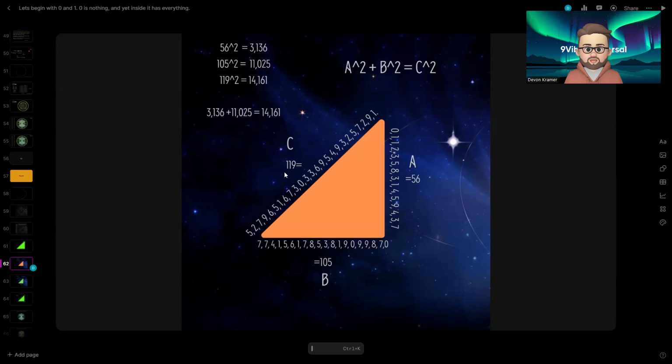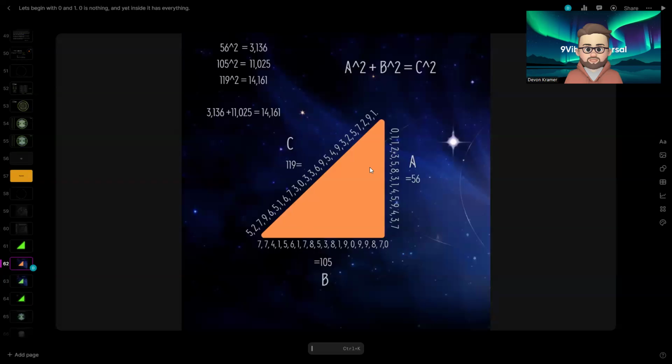Well, the 3, 4, 5 triangle actually comes from Pythagoras, who created this formula that says a squared, which is a side, plus b squared, which is b side, equals c squared, which is c side. Well, if you take 56 squared, you end up with 3,136. If you take 105 squared, you end up with 11,025. And if you take 119 squared, you end up with 14,161. Well, 3,136 plus 11,025 is exactly 14,161. A squared plus b squared equals c squared.